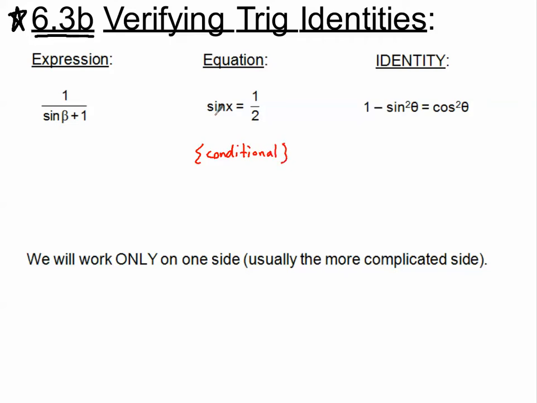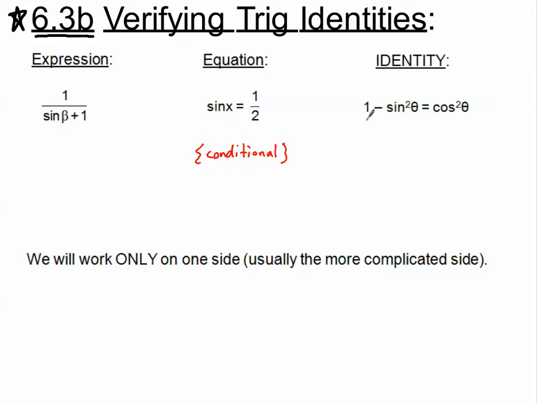For example, in this equation, sine of x equals 1/2, x could be 30 degrees, that would be true, or it could be pi over 6 if we wanted to talk radians. It could be 150 degrees. It could be 5 pi over 6. There are actually infinite answers that would solve this equation, but not every single answer will solve this equation. X can be 30 degrees, but x cannot be 29 degrees. An equation is limited, it's conditional.